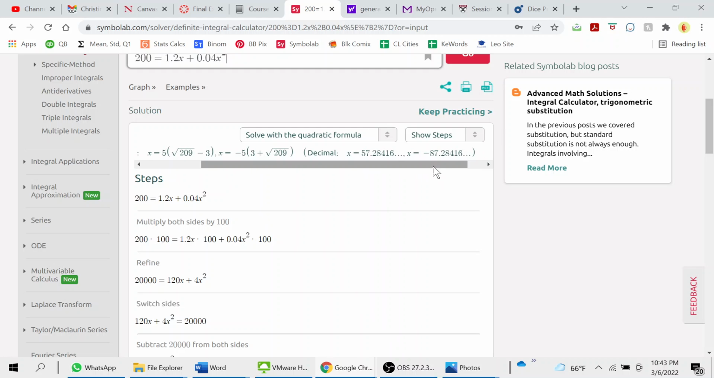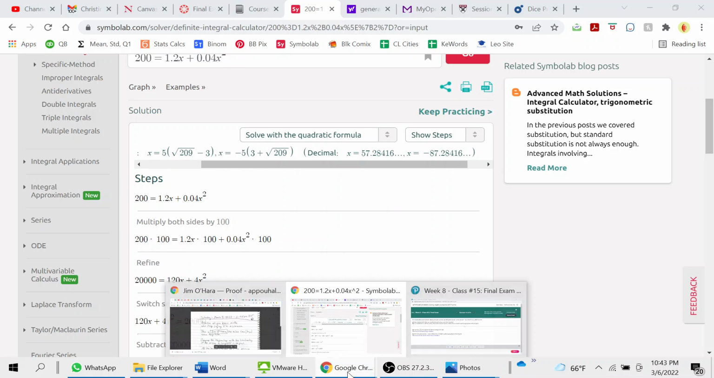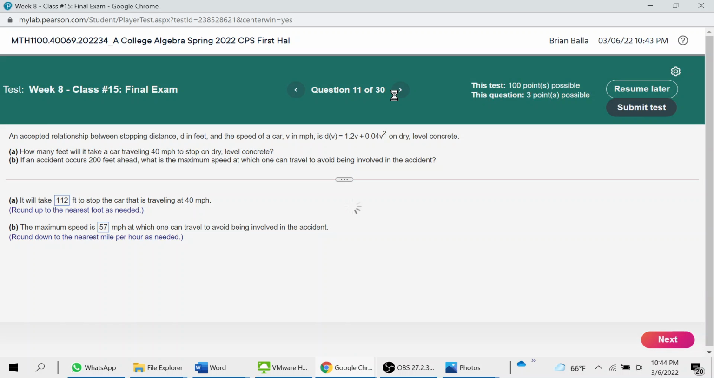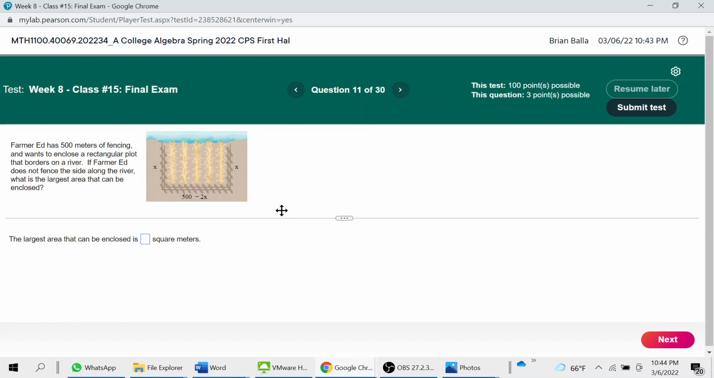57.28. So just round down to 57. Okay, that's it for question 10. Now moving on to question 11.